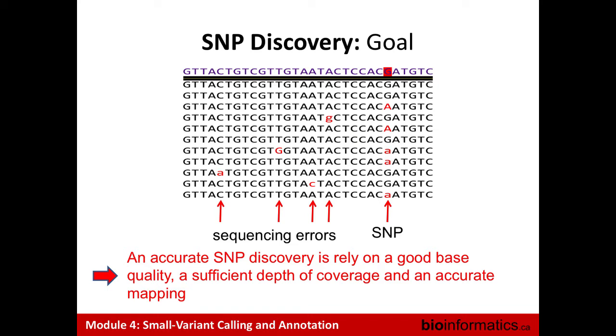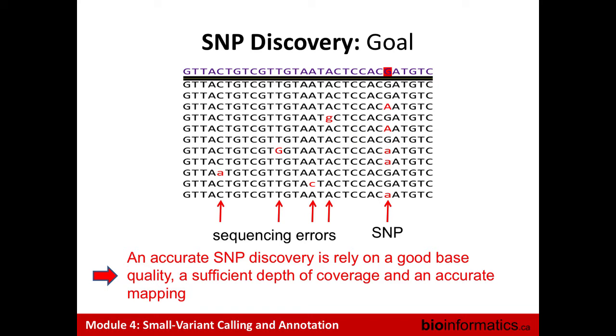So why is coverage important? Imagine now that I have around 10x, so it's easy. Now imagine I have only 3x: with only three reads, making the difference between my sequencing error and my SNP becomes really, really complicated.